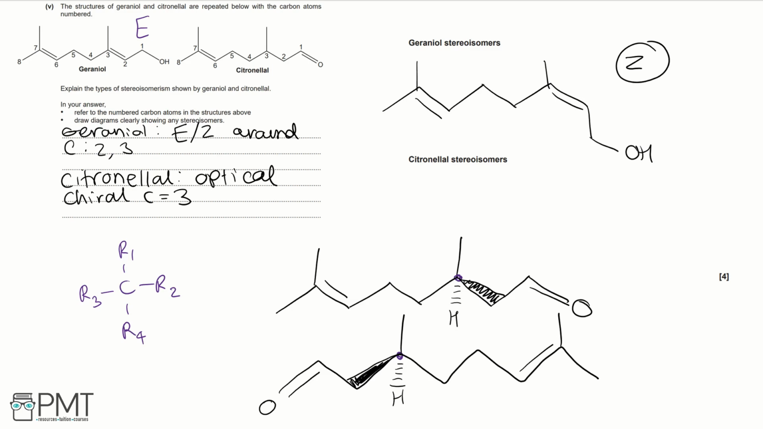To get the 4 marks for this question, you get your first mark for saying that there is EZ isomerism around geranyl and carbons number 2 and 3. You get your second mark for saying that there's optical isomerism and a chiral carbon on carbon number 3 in citronellal. You get your third mark for drawing the correct Z stereoisomer for geranyl, and you get your fourth mark for drawing the correct optical stereoisomers of citronellal. Both 3D structures being correct gets you this fourth and final mark.